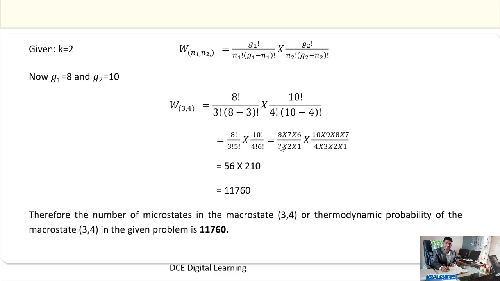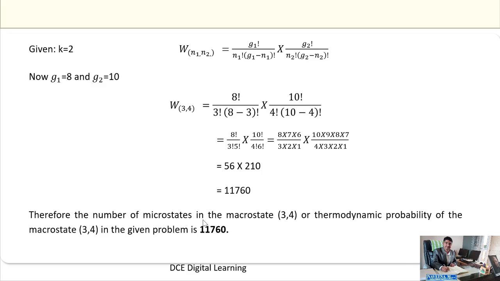This is equal to 8 into 7 into 6 into 5 factorial. This 5 factorial cancels with the denominator 5 factorial and we are left with this only, into 10 factorial, which I write as 10 into 9 into 8 into 7 into 6 factorial. That 6 factorial cancels with the denominator 6 factorial. Therefore, we are left with this one. Then I write this 4 factorial as 4 into 3 into 2 into 1. If we simplify this, we will get 56 into 210. Therefore, it is equal to 11760.